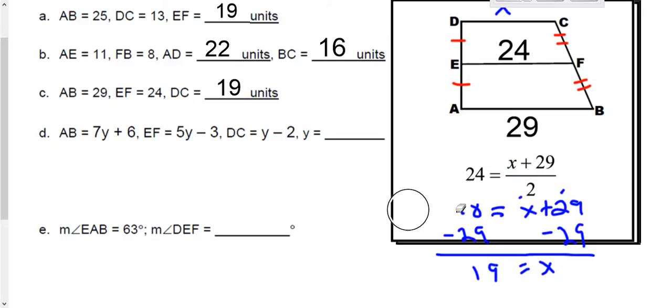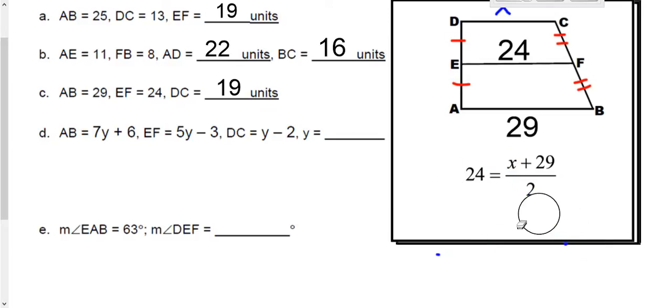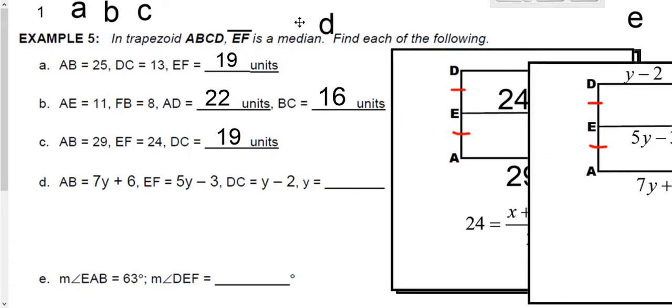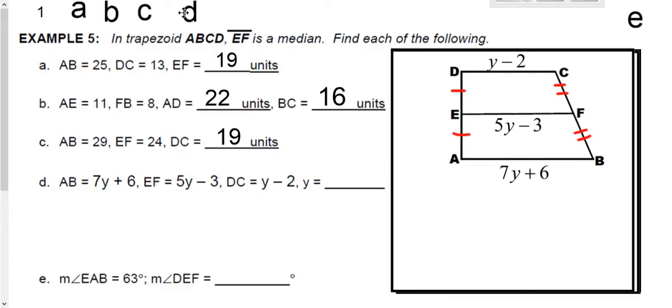I'm going to erase this right now and go to our next example. D. So in D, we've got a little tougher one. I've got all the information in here, A, B, median right here, EF is that much, and D. So we got a big algebraic equation. We'll set that up and solve it.